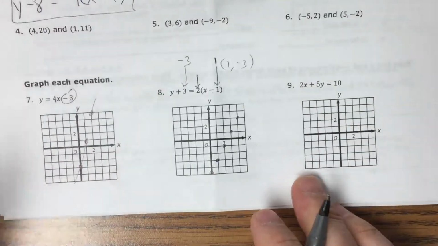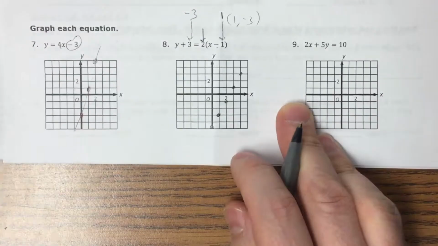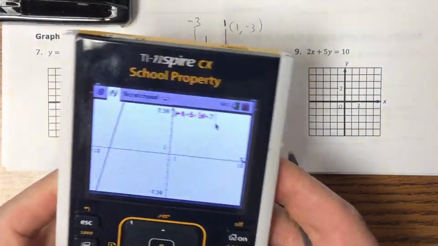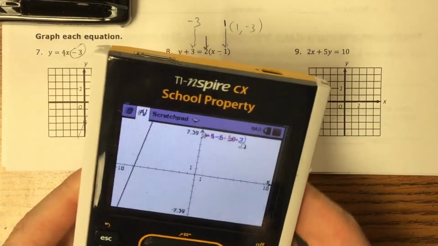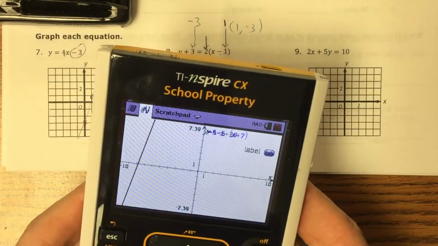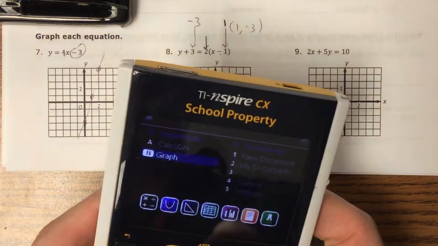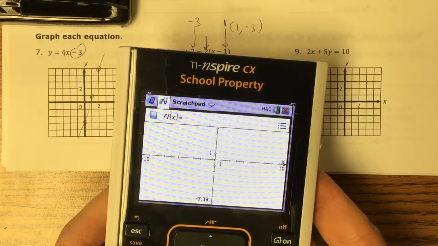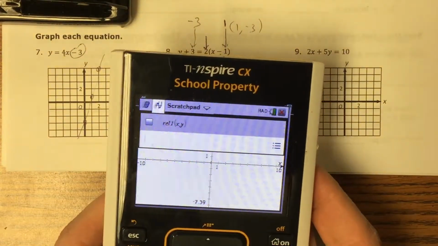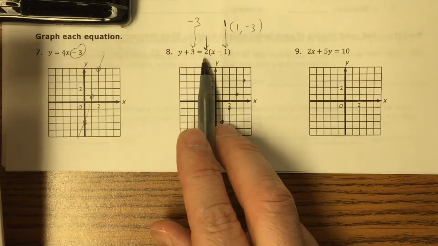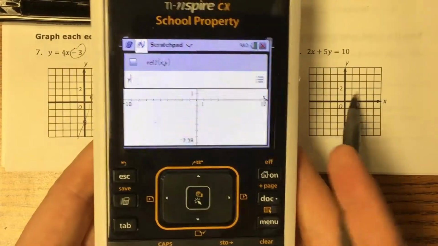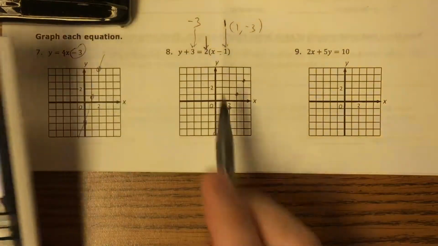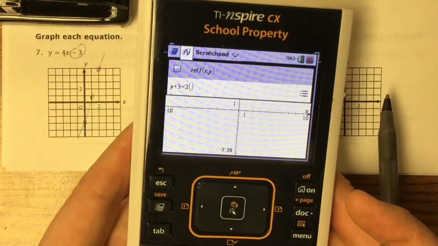Okay, now I want to show you something. This will be our last example for this section. You may not have followed along very well on that, and that's okay. You can get this right. You will get this right, because you go to the graph screen and you go to relation and you just type it in. Y plus 3 equals 2 times x minus 1.